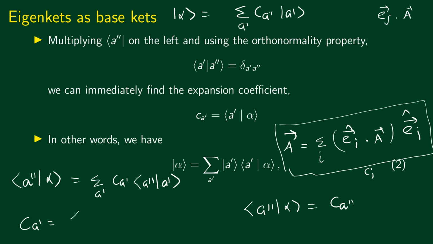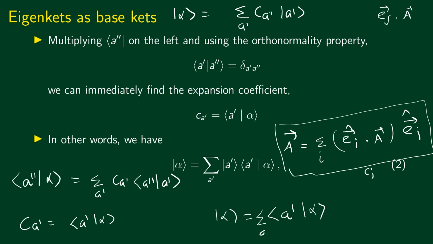So this means that if you want C A prime, you project ket alpha in the direction A prime. Okay, so this means that our ket alpha can now be written as, instead of C A prime, we have bra A prime alpha. This is C A prime. Oh, I forgot there's a sum over A prime. I'm just writing this expression. This is C A prime.